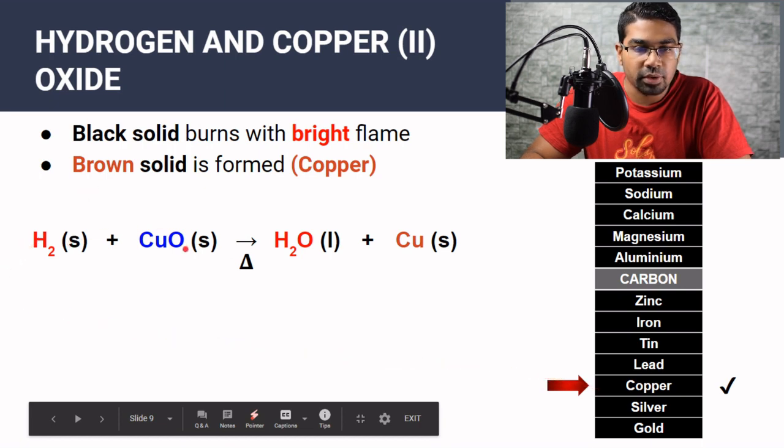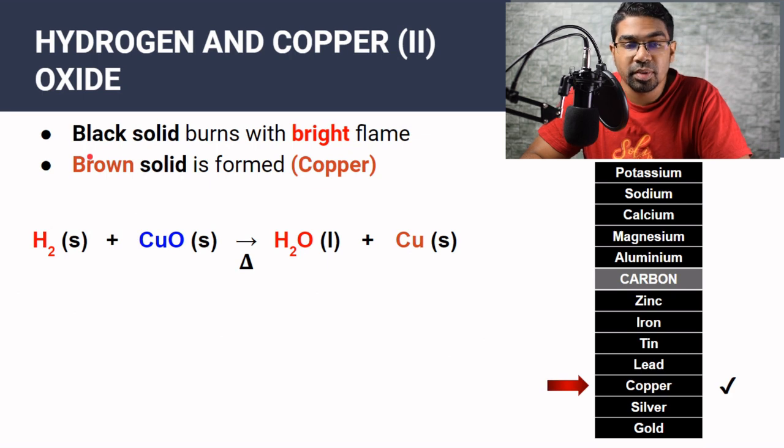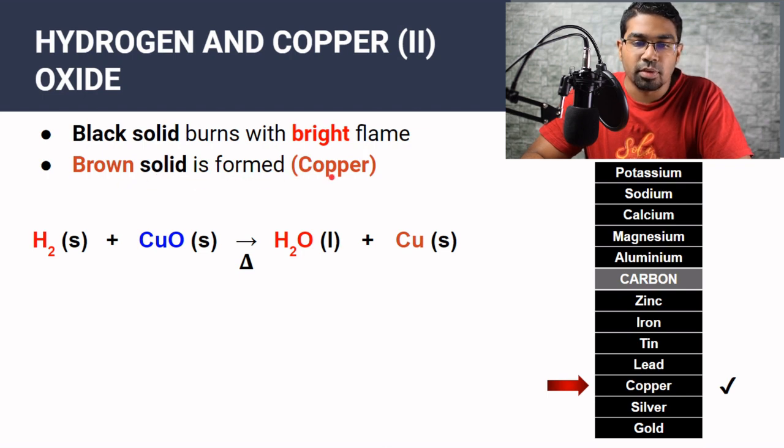When we react hydrogen with copper, first the black solid here refers to copper 2 oxide. Remember, copper 2 oxide is black. It burns with a bright flame. So there is a reaction and a brown solid is formed. Copper is a brown solid. So this is the reaction here. Hydrogen, copper 2 oxide, and becomes water and copper.